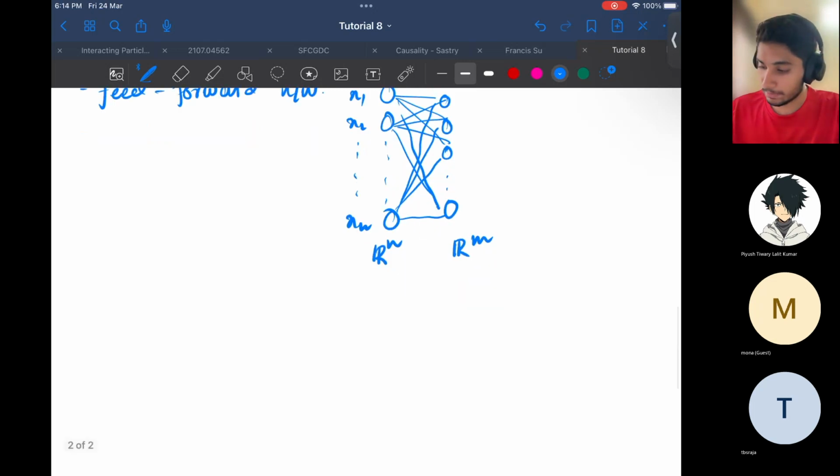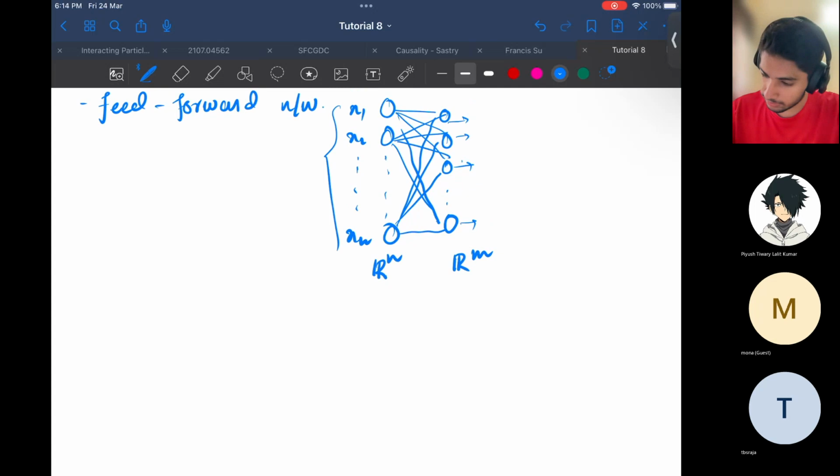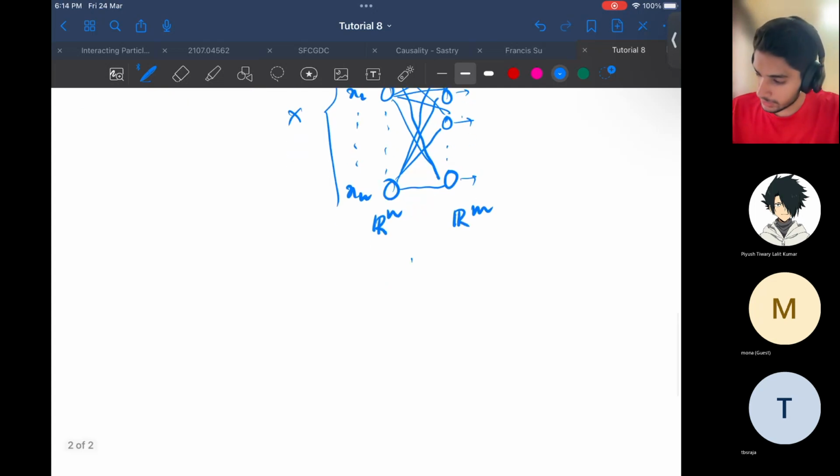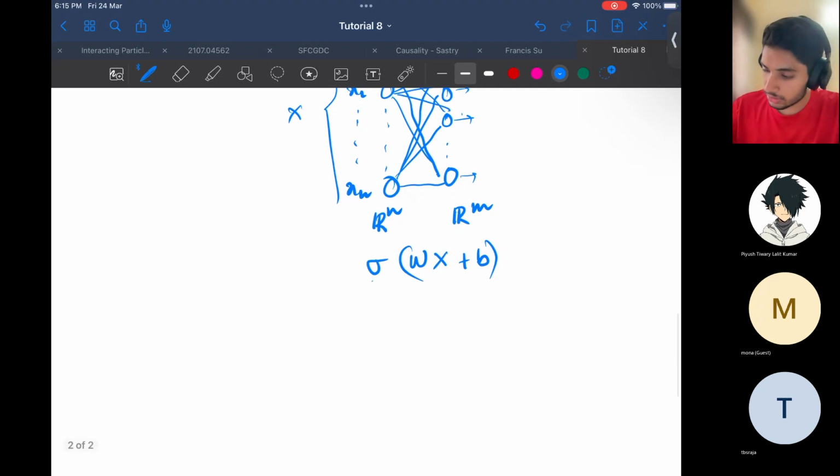How do we calculate the outputs of this layer? Basically, let's call this entire input some capital X. We take a weight matrix W and multiply it with X. Add some bias term, and we pass it through a non-linear function. Let's denote it by sigma. And the sigma is what is called your activation function.